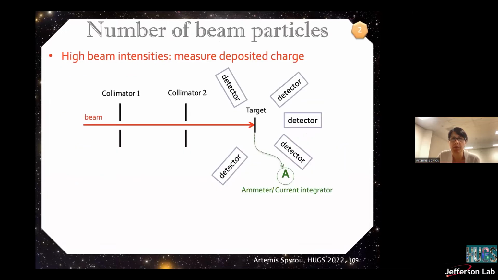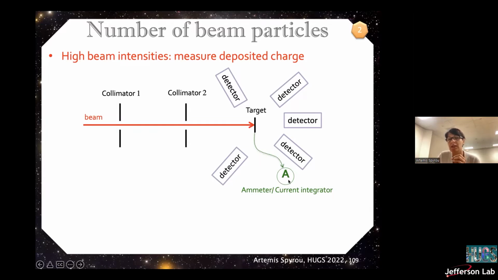Now switching to the number of beam particles. Again, with stable beams or with any kind of beam that is very high intensity, this is a relatively easy thing to do. You would have the beam go through, maybe you have some collimators here to align it well, and then here's your target, with detectors around it. If the beam intensity is high enough, because the beam carries charge, as soon as the beam is interacting or deposited onto your target, you can collect that charge into an ammeter. And so from the current that you're measuring in your ammeter, you can tell how much charge your beam implanted onto your target.